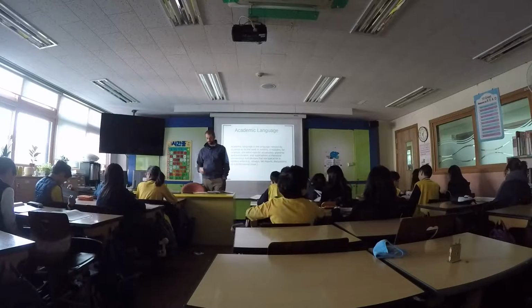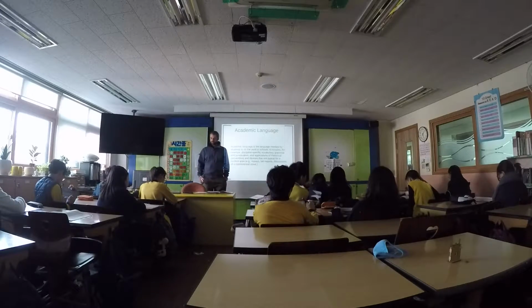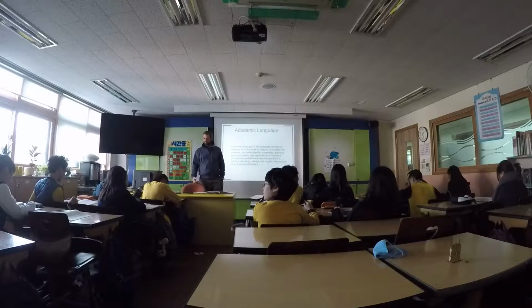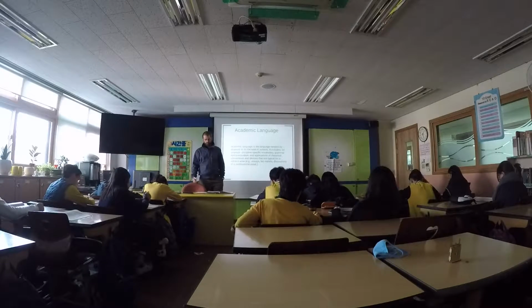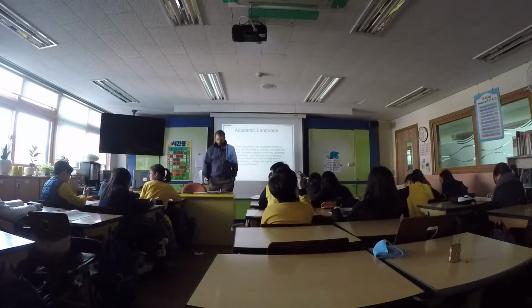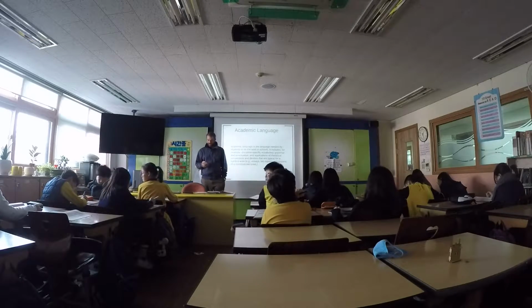Next. Number 2. What was the result of the Industrial Revolution? C. People migrated from the countryside into cities. C. That's right, yeah. Good point, Eric.